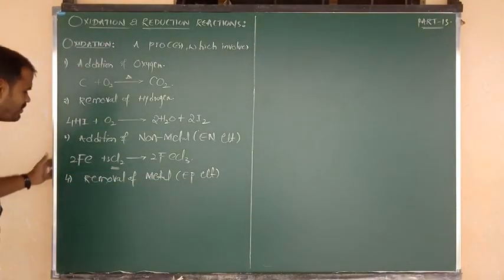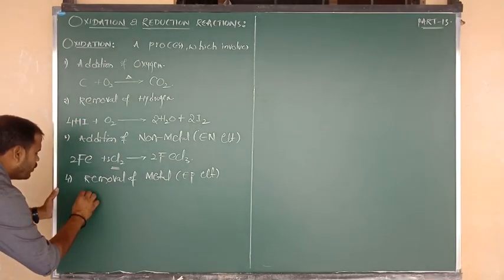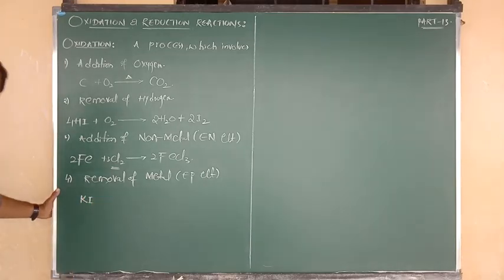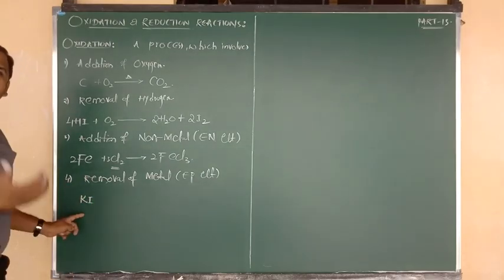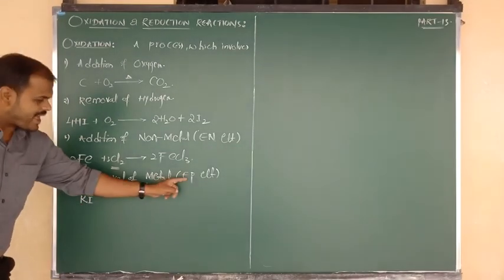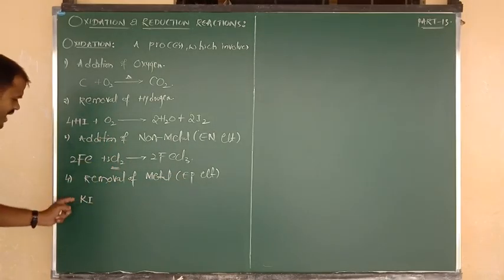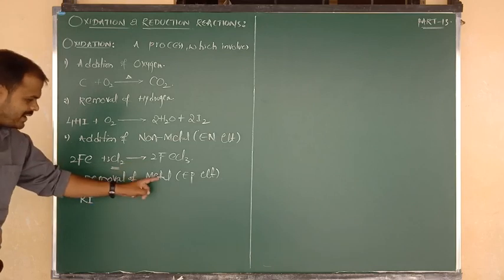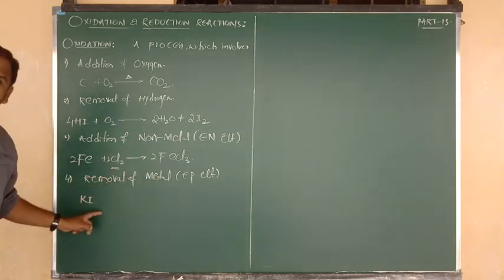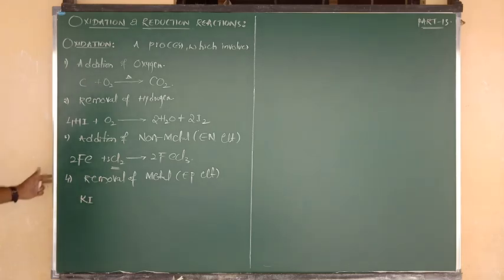Now I will show you an example. Removal of metal I have said here. So first of all I am going to consider one compound, suppose KI, potassium iodide. In this potassium iodide, which is the metal? Potassium is metal, and also potassium is an electropositive element. So we have to remove the potassium. Removal of metal; metal is potassium. So from potassium iodide we are going to remove the metal, that is K.